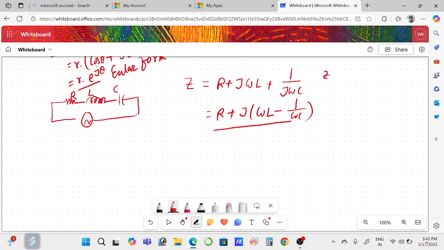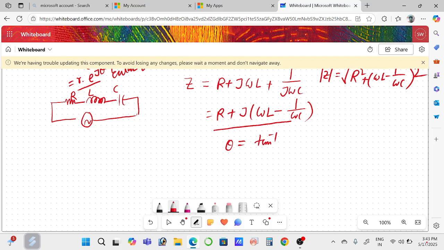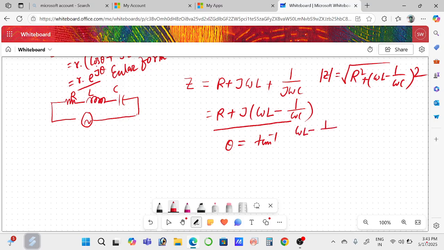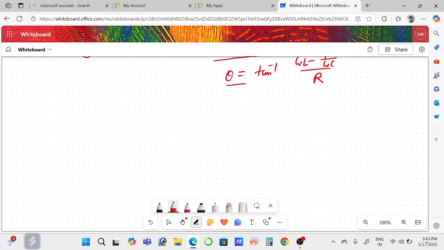If you take the modulus here, mod Z will be equal to the square root of R squared plus omega L minus 1 by omega C, all squared. And theta is very simple. Theta is tan inverse of omega L minus 1 by omega C, divided by R. So in polar form, we just find the mod of Z value and theta. Now we take an example here so that we can easily understand how to analyze the LCR circuit.